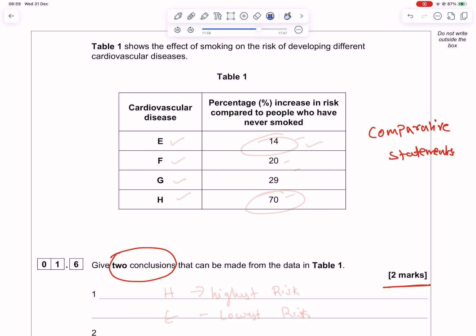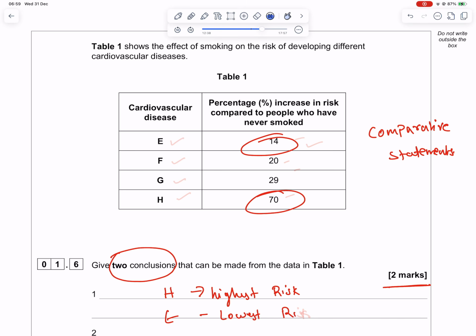And then the risk is highest, as you can see, for disease H, and it is lowest for disease E. So being a data interpretation question, you must compare, not just write, okay, smoking is bad. Of course, smoking is bad and can cause many, many diseases, but your answer has to be specific to the question. So give 2 conclusions that can be made. So we can say disease H has the highest risk, and we can say disease E has the lowest risk.